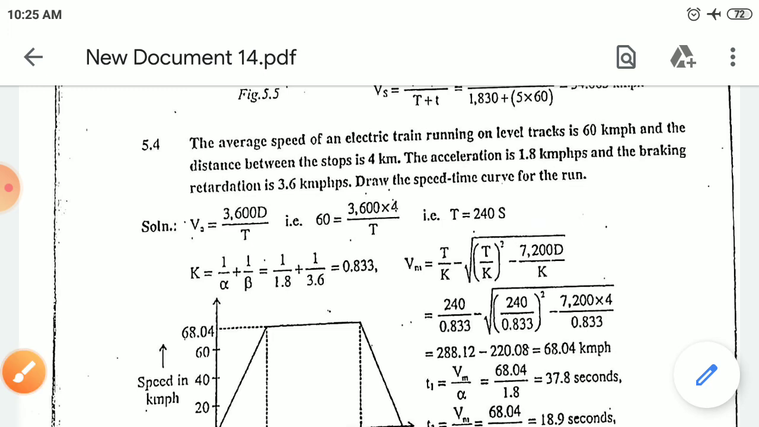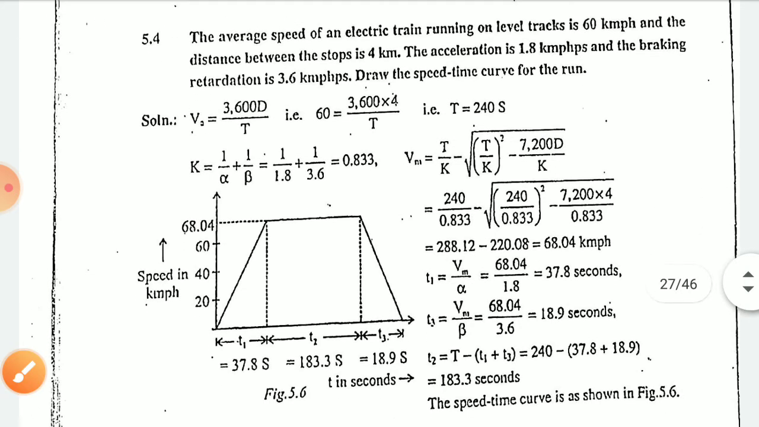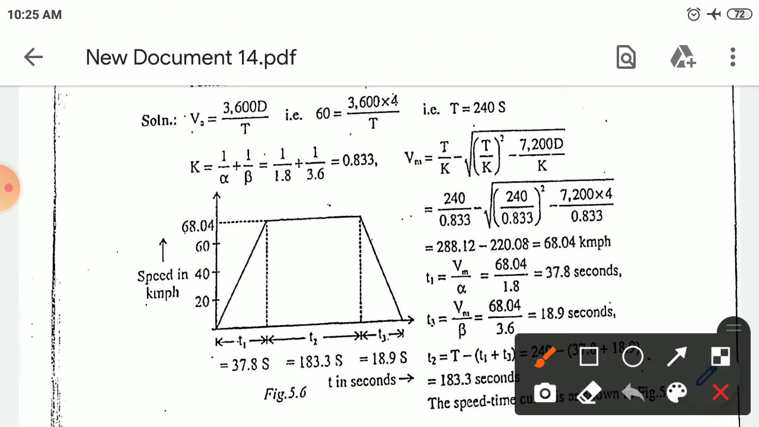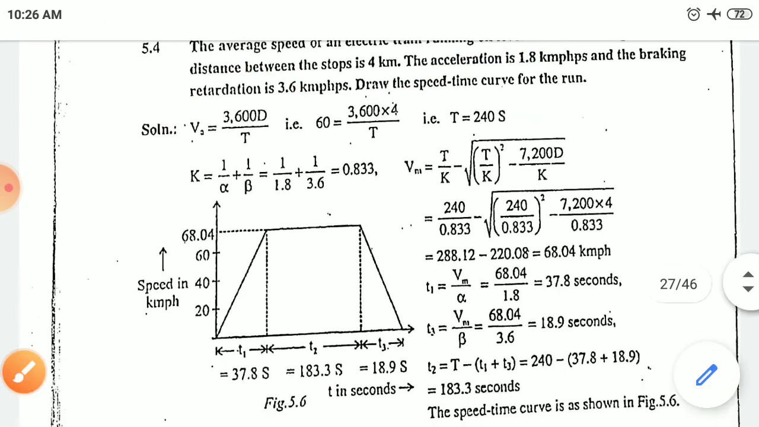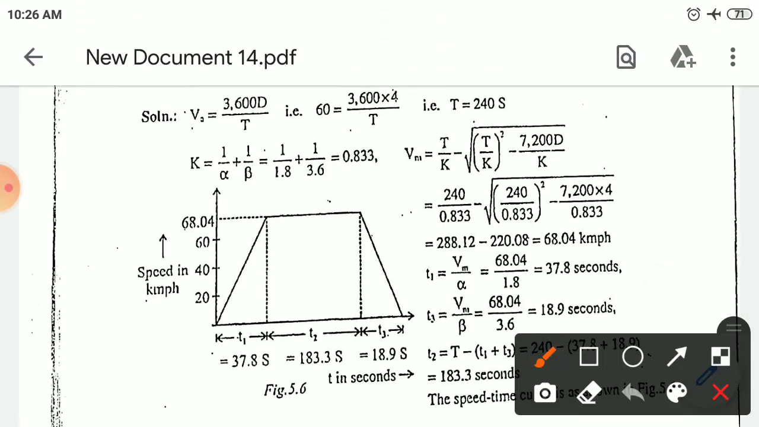To draw the speed time curve, you have to find out Vm, T1, T2, everything. We know the equation to calculate Va, so 3600 D divided by T. D and the other values we know, so T is equal to 240 seconds. Then we know X is equal to 1 by alpha plus 1 by beta.